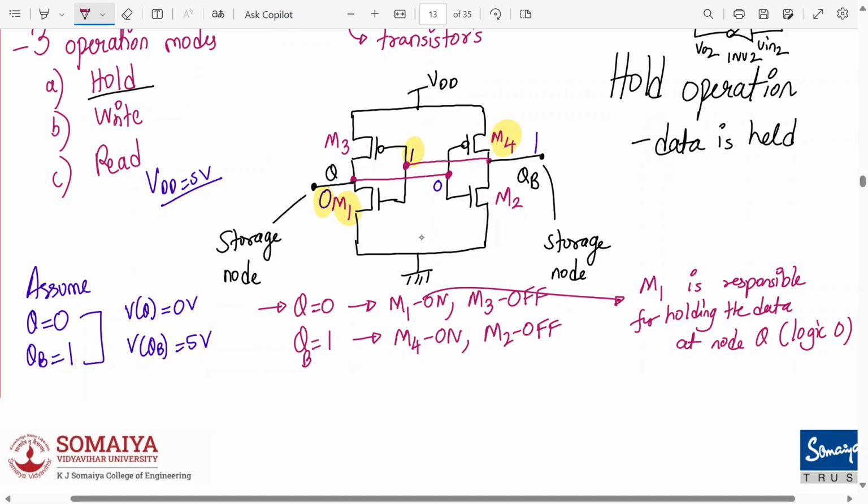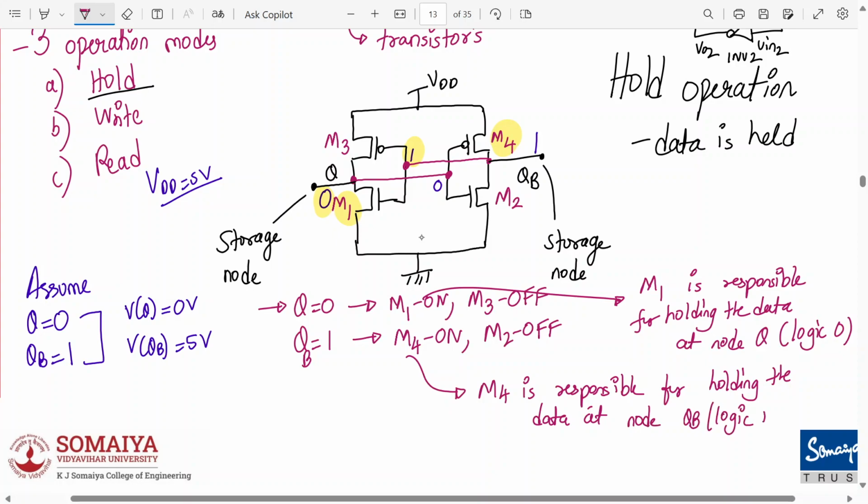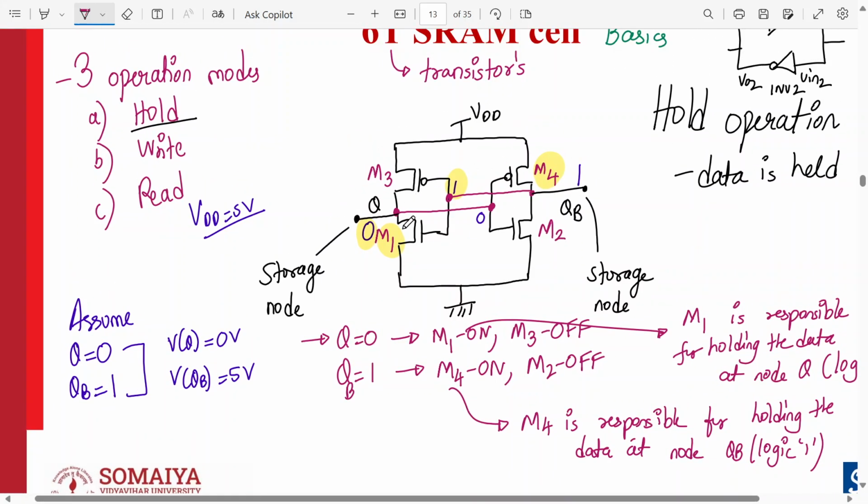Following? And here if M4 is on, it is responsible again. M4 is responsible for holding the data at node QB, that is logic 1. So it will continue to hold that data. Yes or no? Can it stay? Can the data state change now? Can it ever change the state in this scenario?